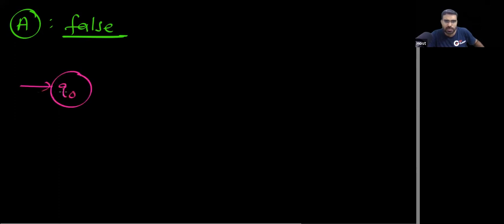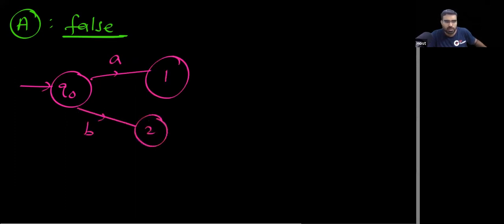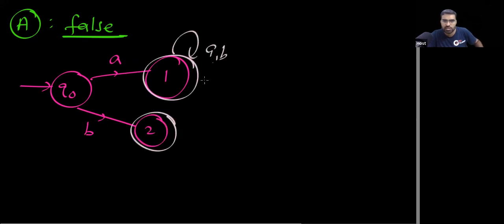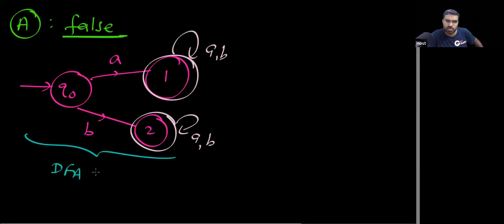Consider this counterexample. Let's assume Q0 on A goes to state 1, and on B goes to state 2. Let's assume this is also final. First of all, is this a DFA? Yes, this is a DFA. So let's assume this is the given DFA M.